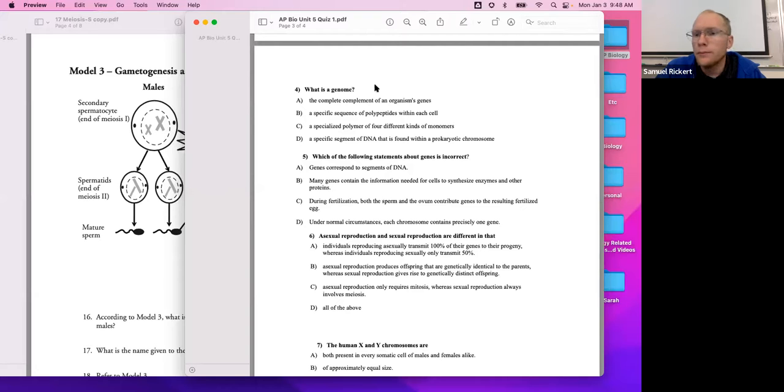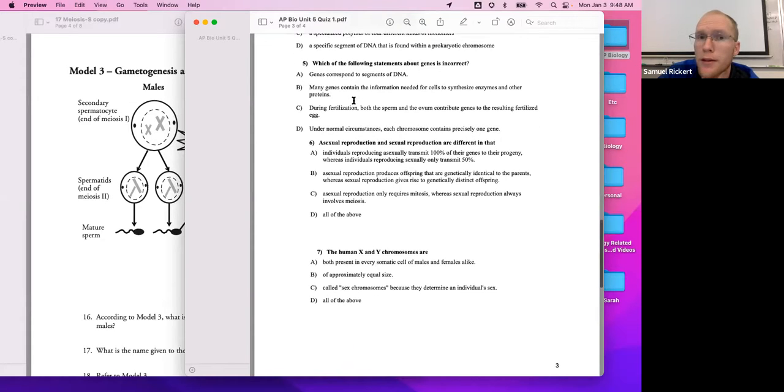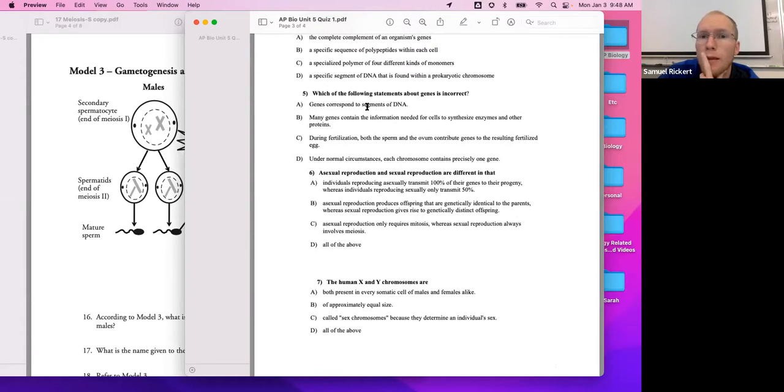What is a genome? Well, a genome is the complete set of all of the genes in an organism. Which of the following statements about genes are incorrect? Genes are segments of DNA. They contain information for synthesis of enzymes and other proteins.